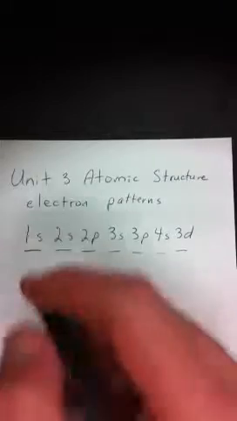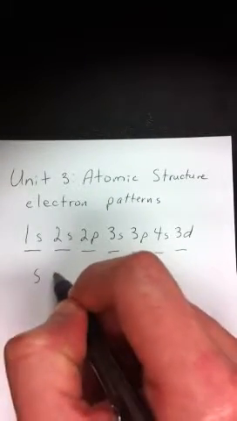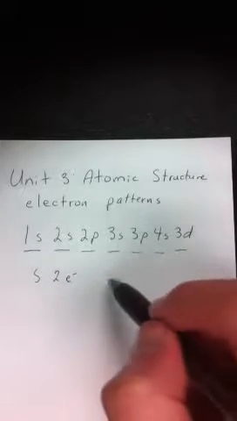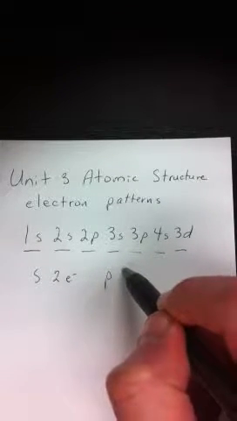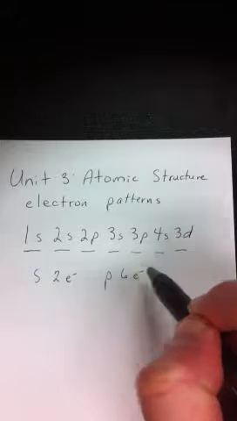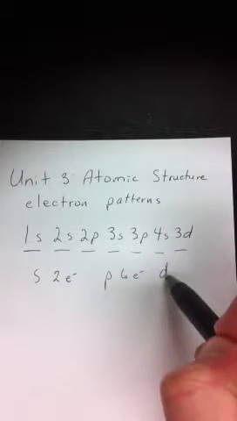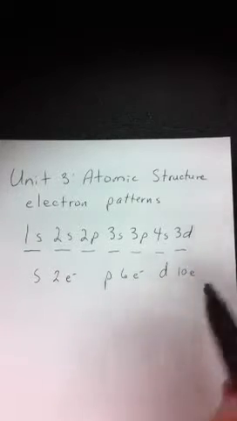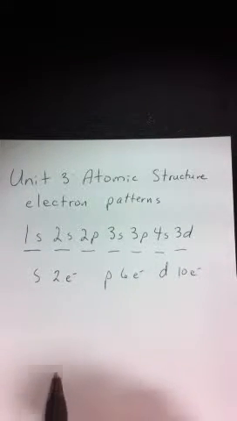You do have to memorize, however, that your S rooms can hold at most 2 electrons. Your P rooms can hold at most 6 electrons. And your D rooms can hold at most 10 electrons.